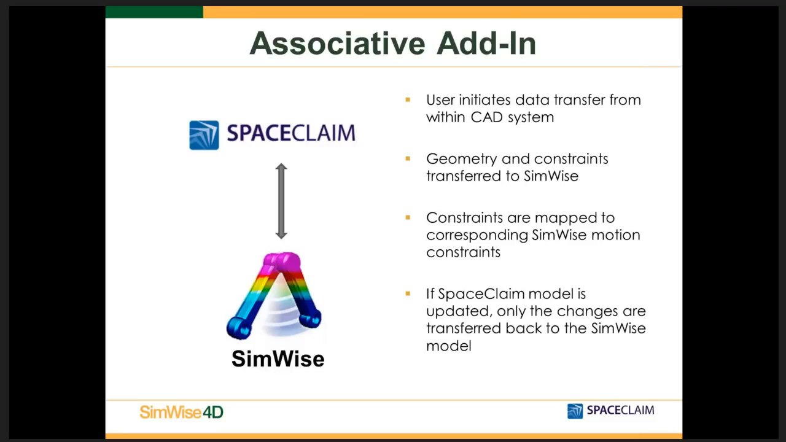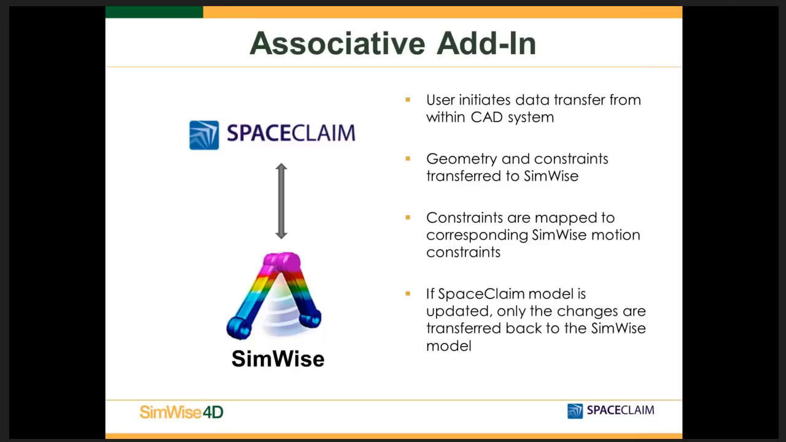The data is transferred from SpaceClaim into SimWise, and we support all the geometry and all the constraints right from the CAD system. Any changes that are made to the SpaceClaim model will propagate down to the SimWise model. This is a nice feature in terms of making the changes and running the analysis. Maybe you have to make a change to the thickness of a part or a constraint type. We're able to reflect that down in the SimWise model, and only the changes are sent, which makes the process run very quickly.